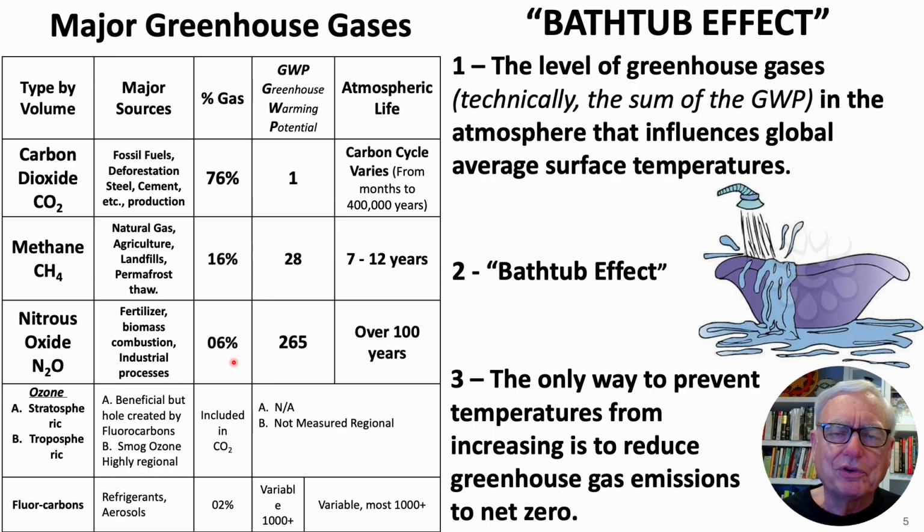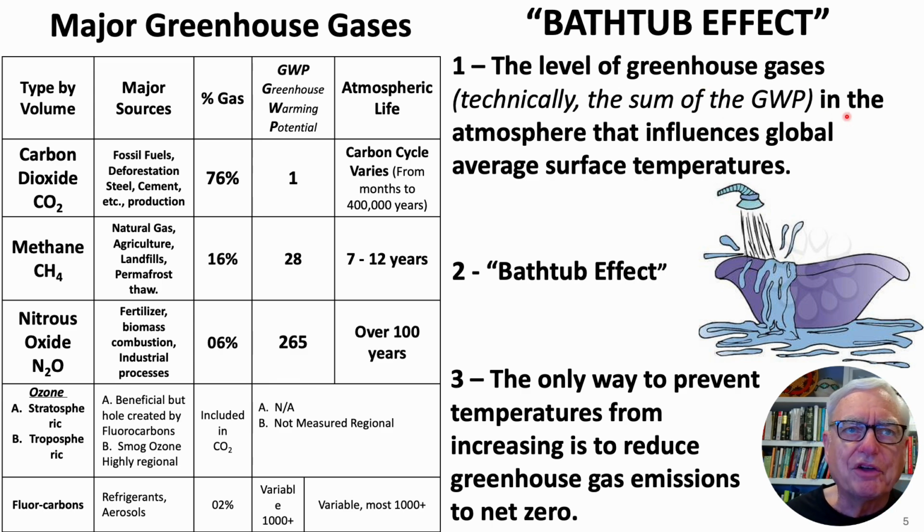And nitrous oxide, and that comes from fertilizer, biomass, some industrial processes. It's 6% of the greenhouse gases. It has a warming potential, though, of 265. So we really need to be careful about that. And it also stays in the atmosphere for about 100 years.